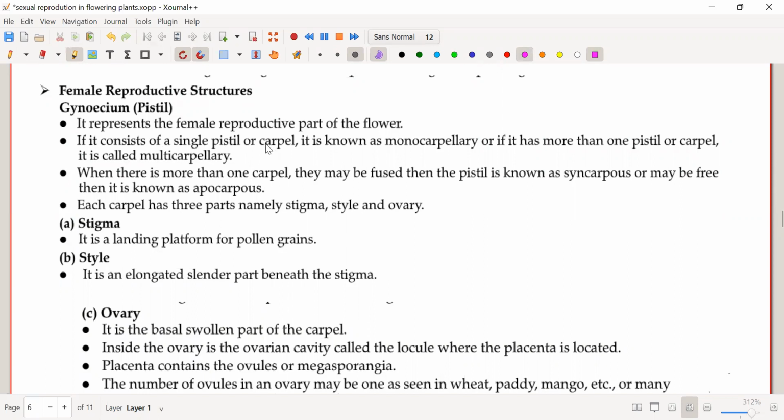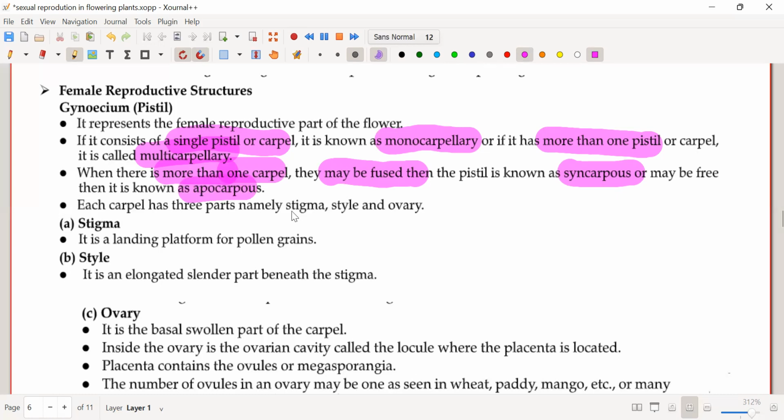If it consists of a single pistil or carpel, it is known as monocarpellary. Or it has more than one pistil, it is known as multicarpellary. When there is more than one carpel, they may be fused, then the pistil is known as syncarpous, or may be free, known as apocarpous.